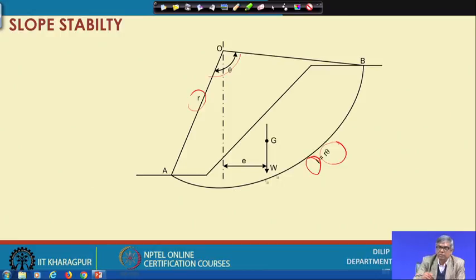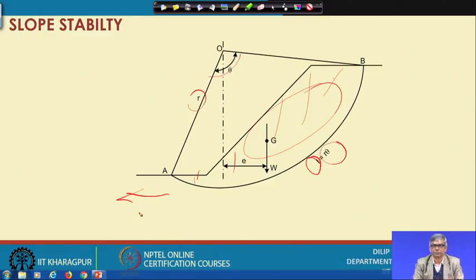Along this, based on the shear strength parameters, the shearing resistance will develop. What is the meaning of assuming this slip surface? We assume that this soil mass, from here to here, as a block will try to move along this way. When it tries to move, since it is a slope and we have assumed a circular slip surface, the mass will rotate with respect to some point, that is the center.